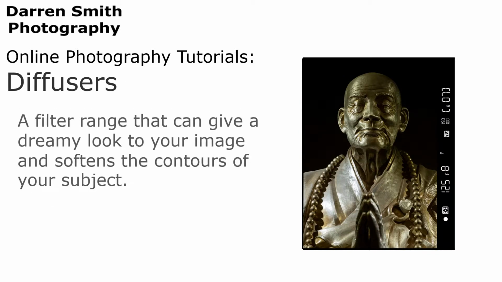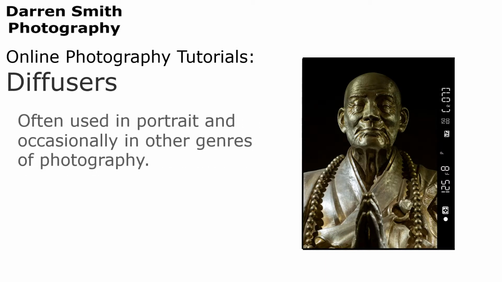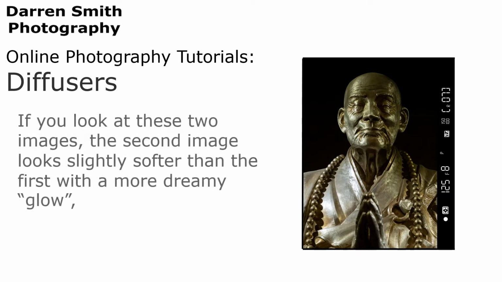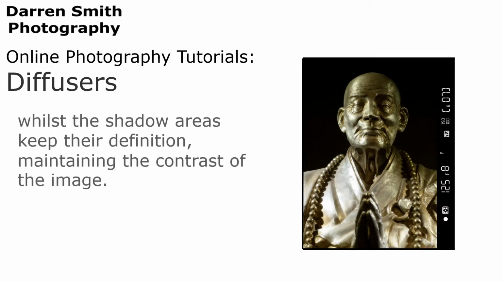A diffuser is a filter range that can give a dreamy look to your image and softens the contours of your subject. It is often used in portraiture and occasionally in other genres of photography too. If you look at these two images, the second image looks slightly softer than the first with a more dreamy glow, whilst the shadow areas keep their definition, maintaining the contrast of your image.